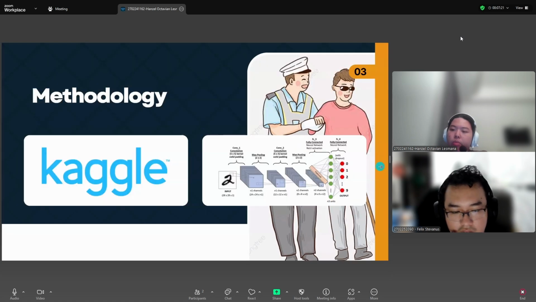Next. Okay, methodology. First is our dataset. We use the dataset from Kaggle called Citra Bisindo, which contains 12 images for every alphabet from A to Z. And for the architectural model, we use MobileNet V2 with 5 layers. The first layer is 2D global average pooling. The second is batch normalization. Third is dropout. Fourth is dense layer with ReLU. And fifth is softmax output layer.